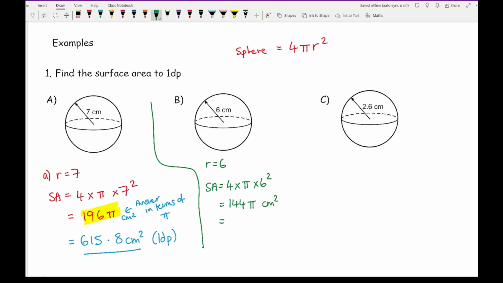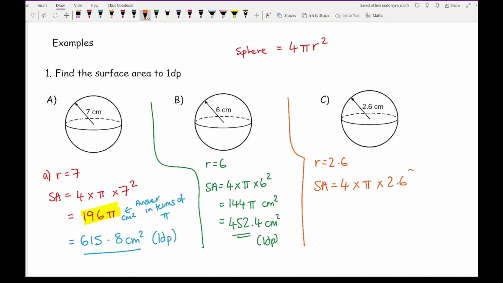And I need to convert that into a decimal. So I just type that into my calculator and I get an answer of 452.4, and that's centimetre squared to 1 decimal place. Then moving on to question C. So again, just double checking, I've been given the radius, not the diameter. So the radius is 2.6. So then the surface area is going to be 4 times pi times 2.6 squared.